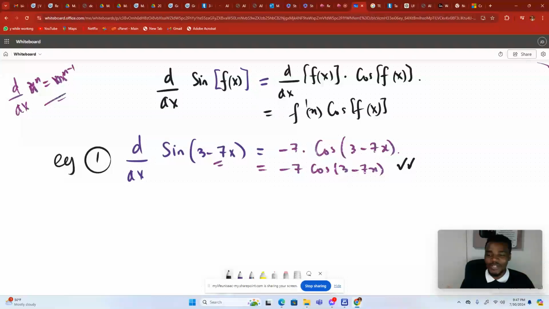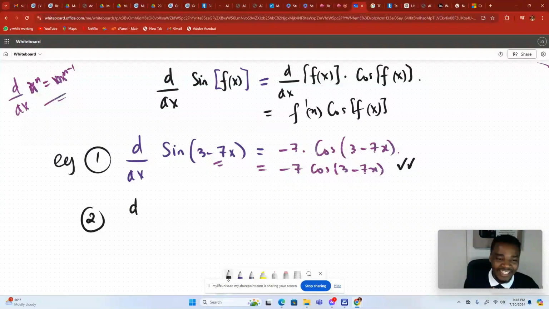So simple and straightforward. When we are differentiating the sine of a certain function, what we have to do is differentiate that function and multiply by cosine of that function. Like in this case, we differentiated 3 minus 7x, we got minus 7, and that result we multiplied by cosine of 3 minus 7x. But, okay, I think I need to reinforce the concept again by means of another example.